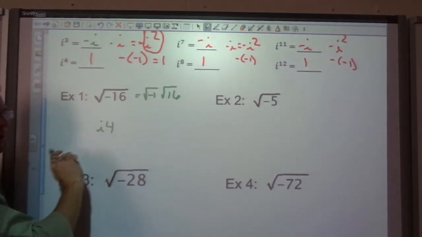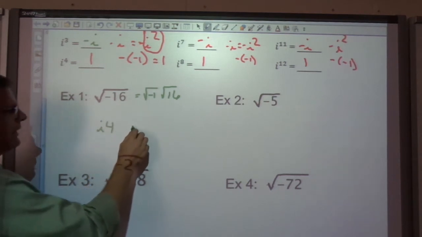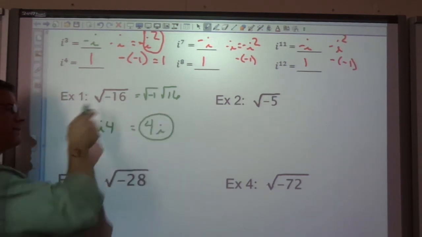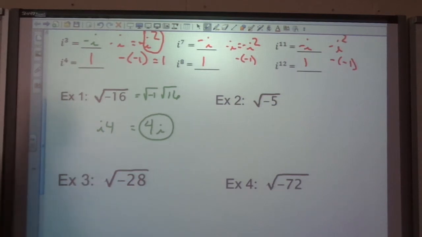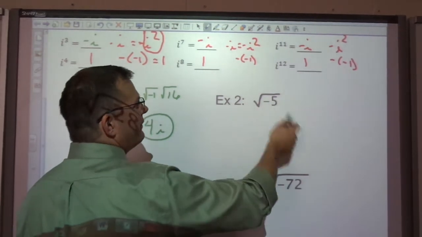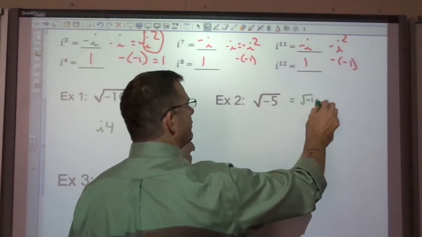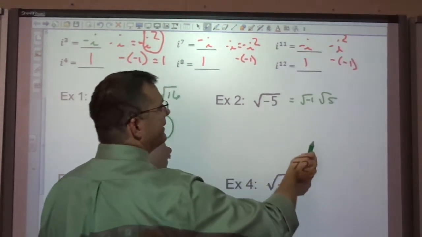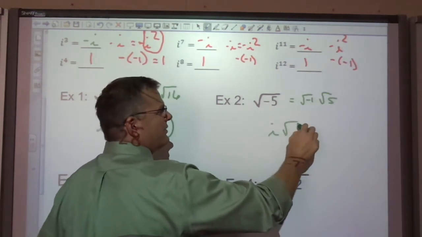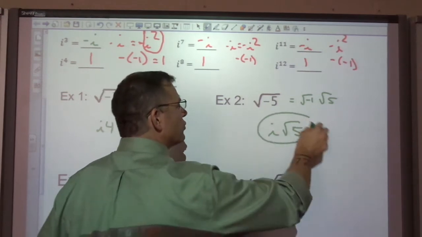We usually would write it with the number first. So we would write this is equal to 4i. That's the square root of negative 16. Sometimes it won't simplify like this. Square root of negative 5, we know that's equal to square root of negative 1 times square root of 5. This is i, and this doesn't simplify at all, so that's just i square root of 5.